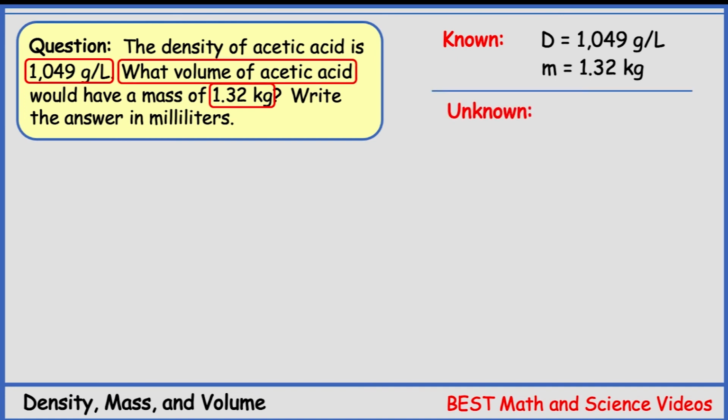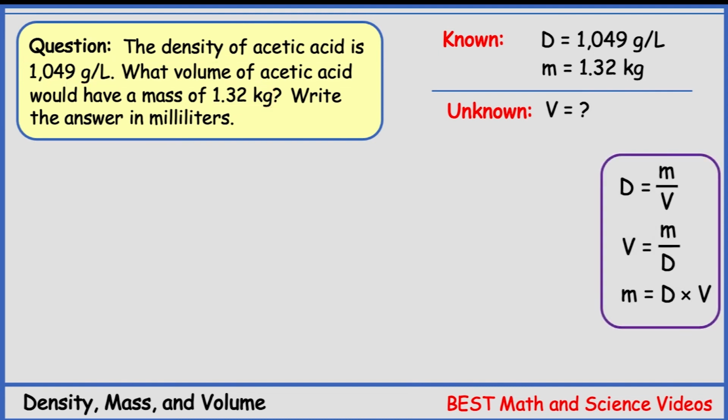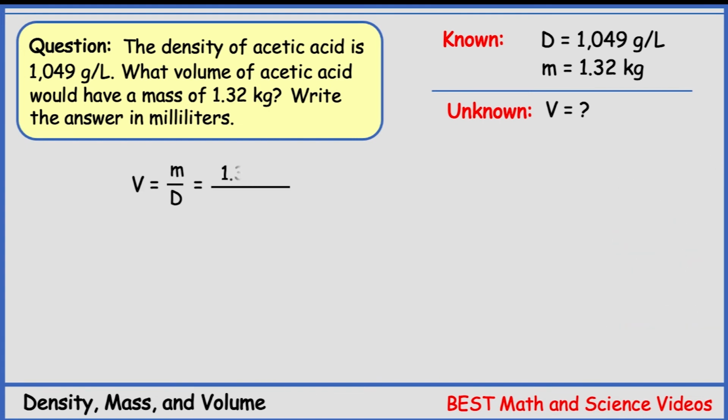So what formula should we use? To find the volume, use V equals M divided by D. So let's calculate it. The mass is 1.32 kilograms, and the density is 1,049 grams per liter. Before calculating, let's look at the units. Notice that we have kilograms in the numerator and grams in the denominator. We need to have the same mass units, so let's use this unit conversion.